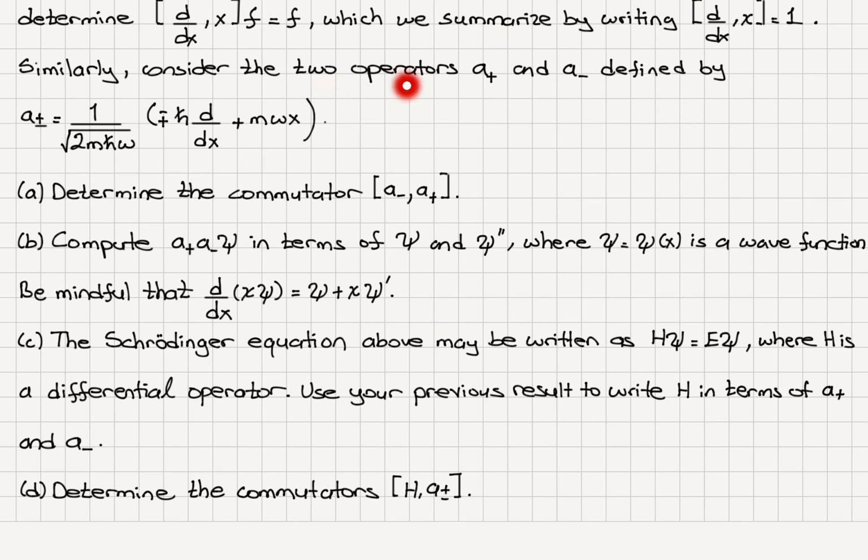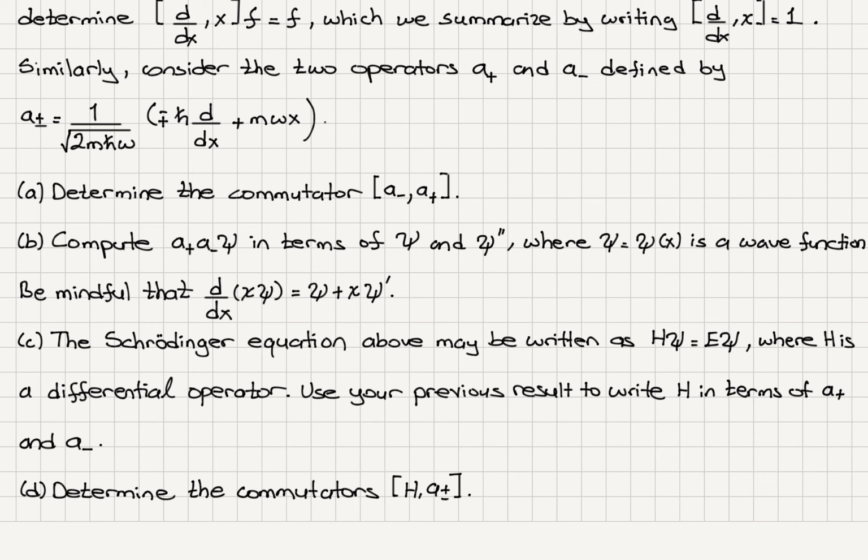Similarly, consider the two operators a plus and a minus, defined by a plus or minus is equal to 1 over the square root of 2 m h bar omega, times minus or plus h bar d dx plus m omega x. So part A, determine the commutator a minus, a plus. And part B, compute a plus a minus applied to psi in terms of psi and the second derivative psi double prime, where psi is a function of x, a wave function. Be mindful that d dx of x psi is psi plus x times psi prime.